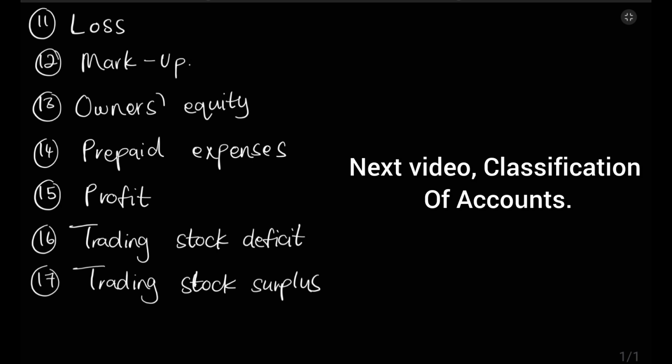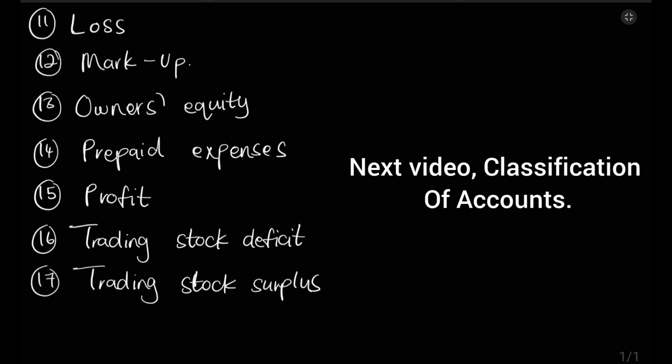Let's move to 16. We have trading stock deficit. So trading stock deficit is when the physical stock counted is less than the stock figure in the books. In simple terms, some stock is missing. Let's say the books say there should be 100 cold drink bottles, but only 90 are counted. Meaning when you check the books or the statements, they stated that there should be 100 cold drinks, but when the people count the stock, there are only 90 cold drink bottles that are available.